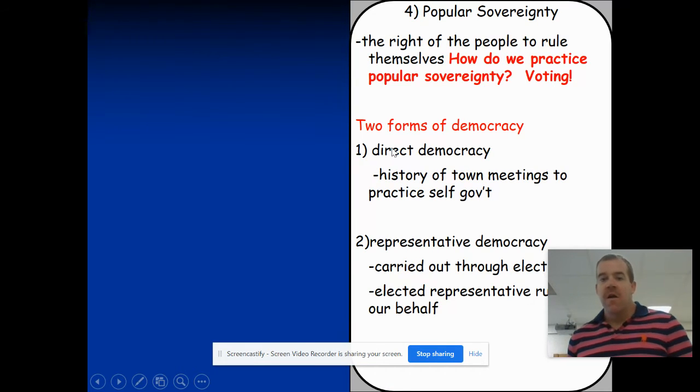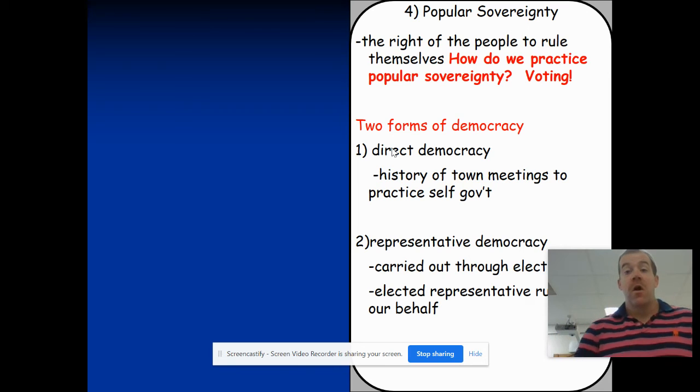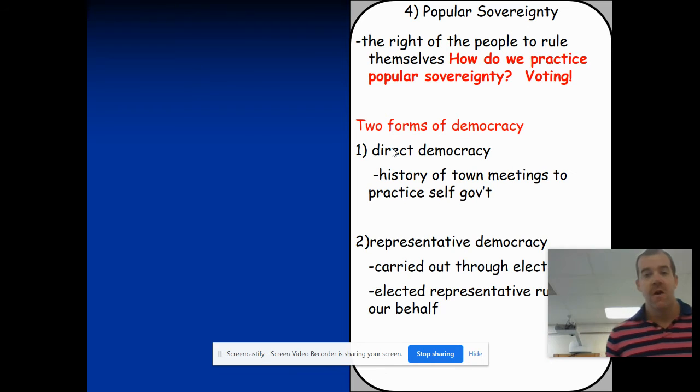Popular sovereignty. All right. Popular sovereignty is, again, that the power rests with the people. And that is through the institution of the act of voting. So, for instance, if you look at Great Britain or England during its time of rule over the colonies, the king didn't get his power from the people. Okay, so the king wasn't voted or elected into office. He got it as a birthright. That's the way monarchies work.